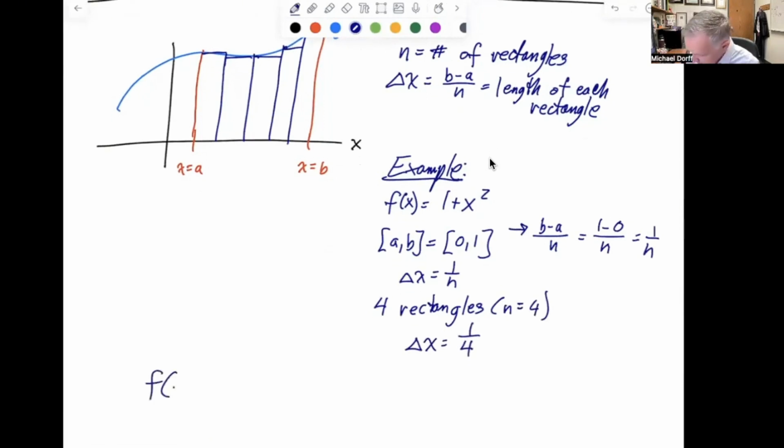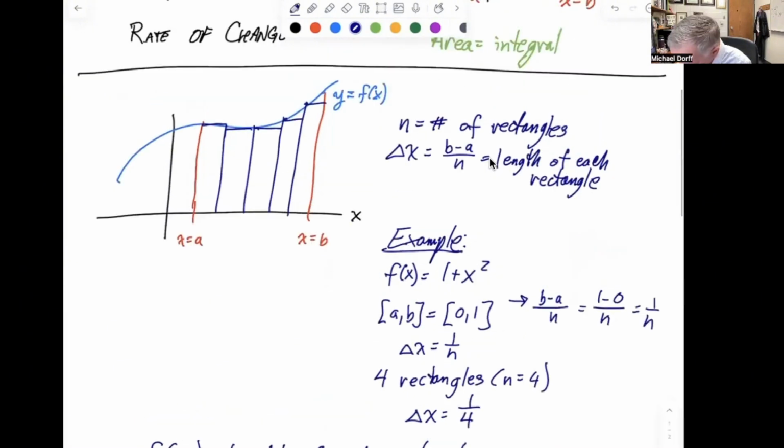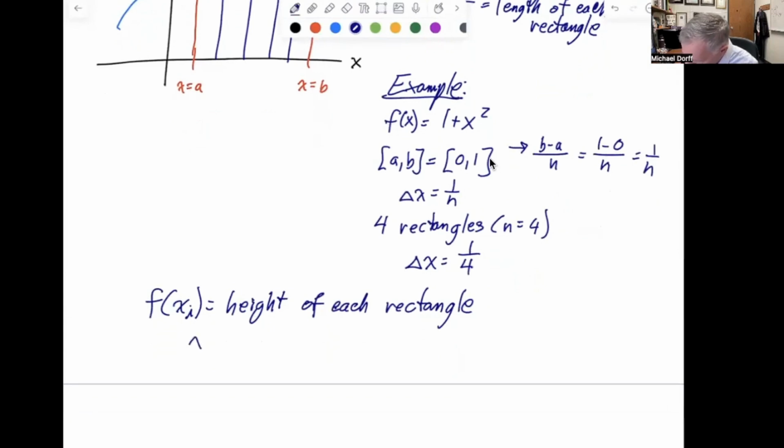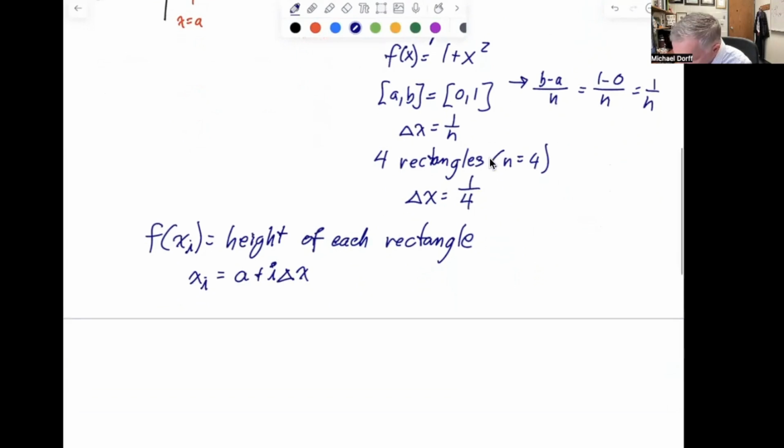Okay. F of x sub i is going to equal the height of each rectangle. And it's going to change for each of the rectangles. And you can see that in this picture here, the height is going to change when we do this. Okay. We're going to call x sub i equal to a plus i delta x. And this x sub i is going to be on the base of the rectangle. And so that will give me my x value. And this is going to signify the right endpoint of each rectangle.